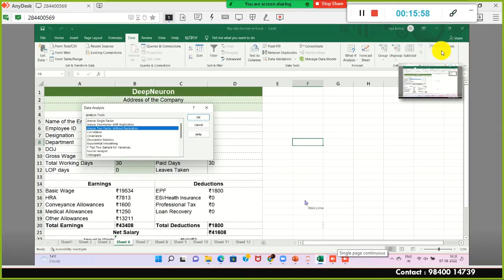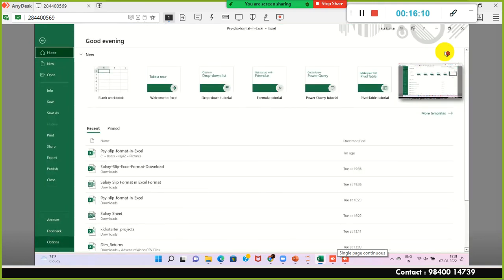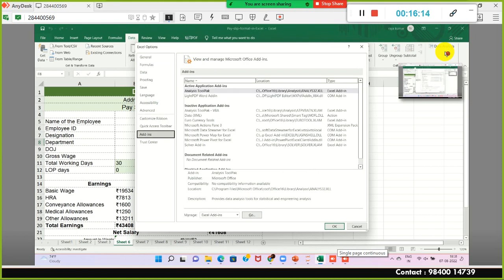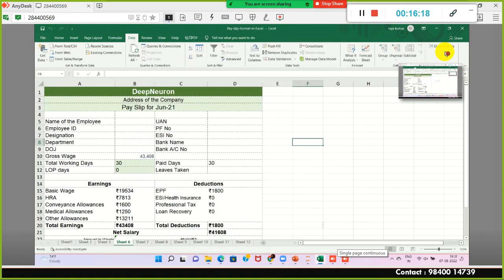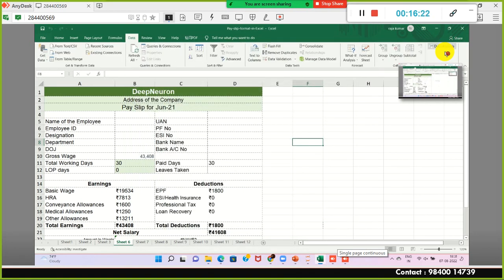You will not find the Data Analysis by default. You need to explicitly install it. Let me repeat it one more time in the interest of non-IT people. Go to the File menu, and you have Options in the File menu, and you will find Add-ins. You need to click on Add-ins, select the Analysis ToolPak, and click on OK. That's all. And if you go to the Data menu, on the right corner you will find Data Analysis.